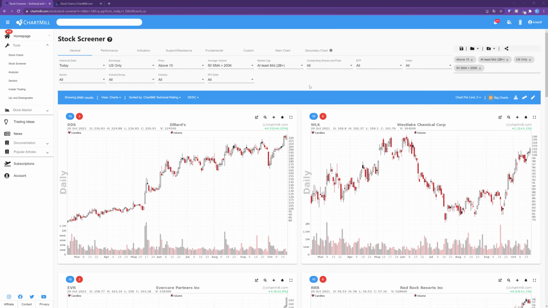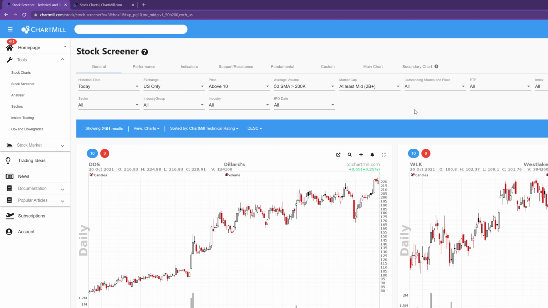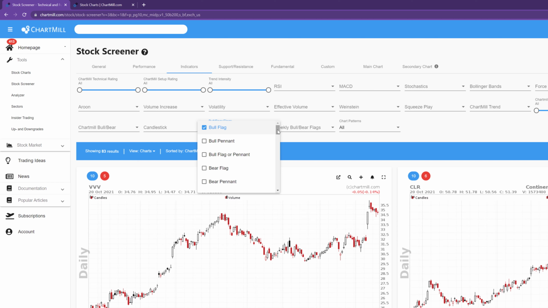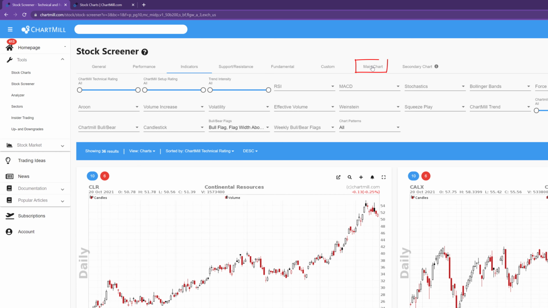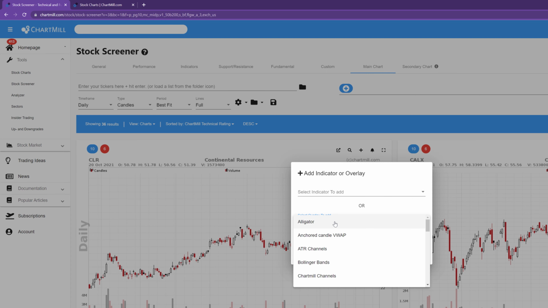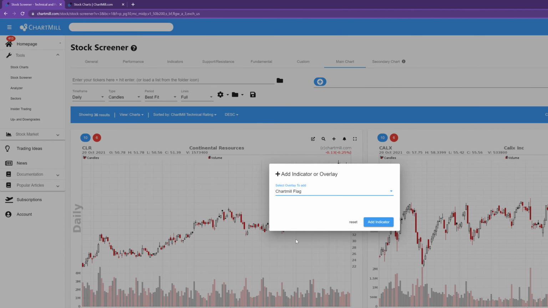So ChartMill is able to scan for the presence of bull and bear flags. To do so, go to the stock screener page and select the indicators section from the menu. You can filter on both the daily and weekly chart by the bullish or bearish flag pattern. ChartMill even allows you to filter by the length of the pole and both the length and width of the flag itself. If the flag pattern isn't visible on the chart, select the main chart, click on the blue plus sign, and via Select Overlay to Add, choose ChartMill Flag from the drop-down menu.